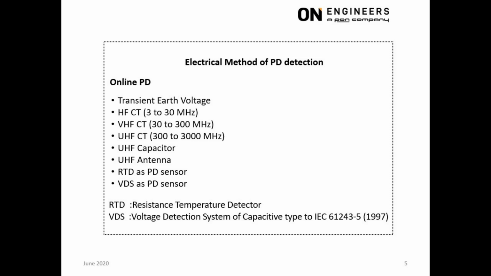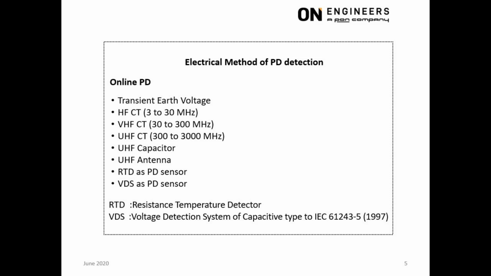These 3 frequency ranges will have different types of electrical sensors for PD measurements. This includes TEV or transient earth voltage, HF current transformers, VHF current transformers, UHF current transformers, antennas, and capacitors. These electrical sensors are specifically designed for PD detection.